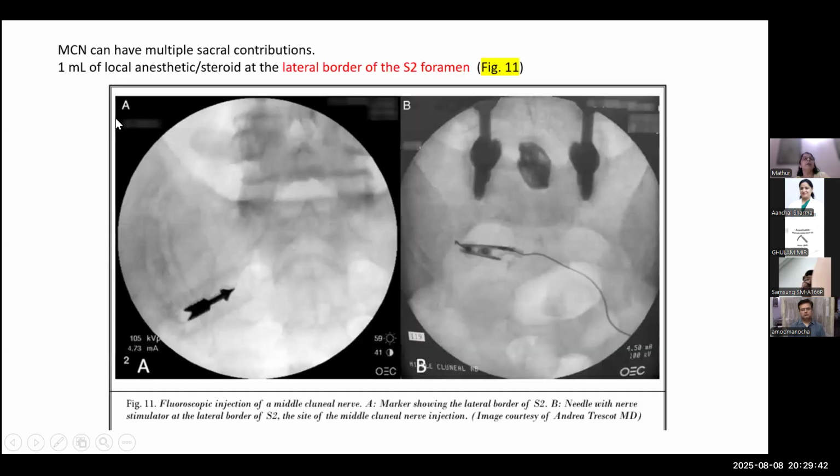Now, middle cluneal nerve. Again, the point of maximum tenderness is just below the posterior superior iliac spine, which generally corresponds to the S2 level. This is the S2 level, the lateral border of the S2 foramina, and 1 ml of the local anesthetic steroid can be given here. You can also see in this, the needle with the stimulator is here.